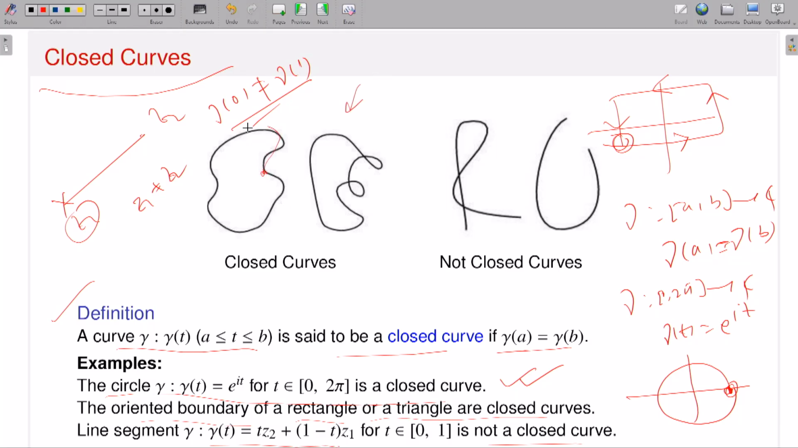If I start from here and come back, I reach here. If I start from here, then I go and come back here. This is not closed, because if I start from here, I go and come back here, and these two points are different. It is not closed. If I start from here, by parameterization I reach here, but these two are different. So therefore, these curves are not closed curves.